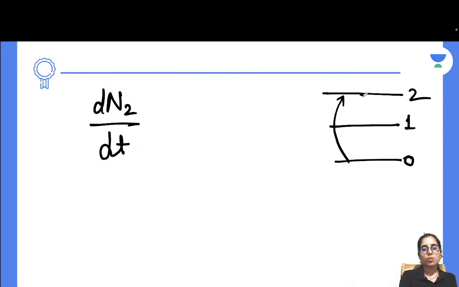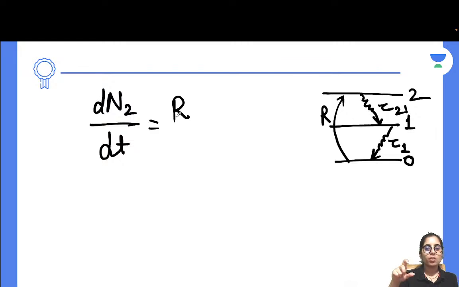This is the pump rate, the rate with which the atoms are reaching there. This is the decay rate. This is going to be tau 1. So if you talk about the change in the number of atoms in level 2, it will be R, which is responsible for the number of atoms reaching level 2. Then R minus n2 over tau 21, because we want to talk about the rate, not just the time.